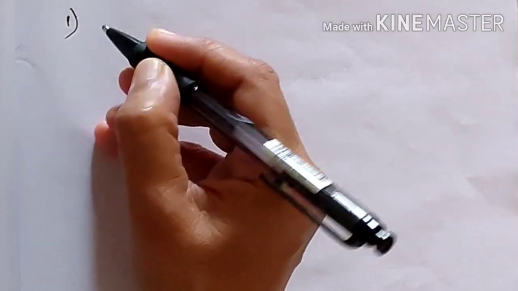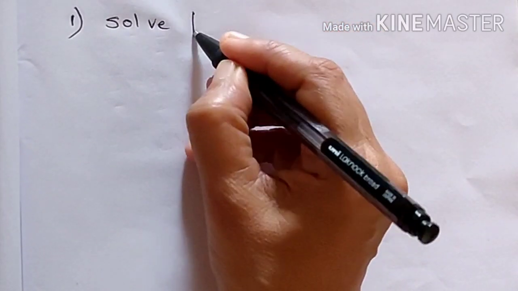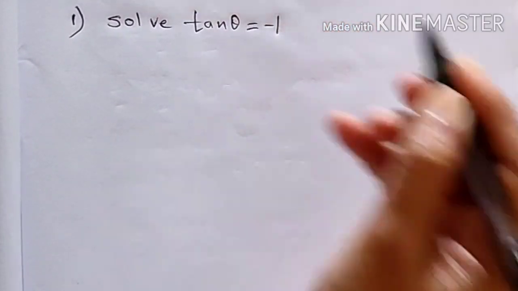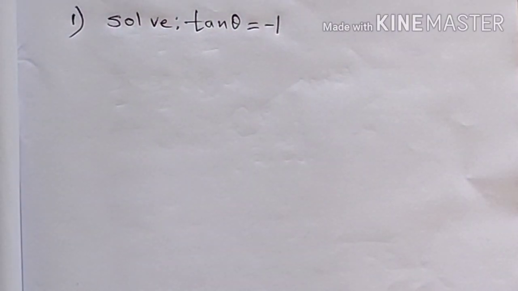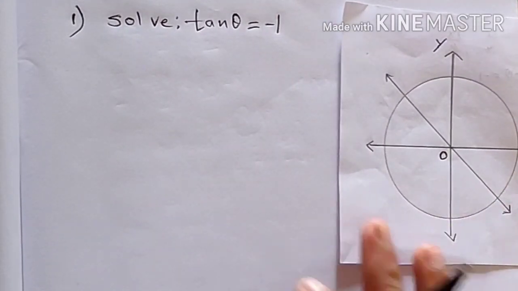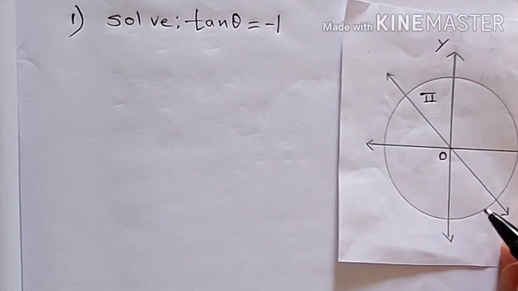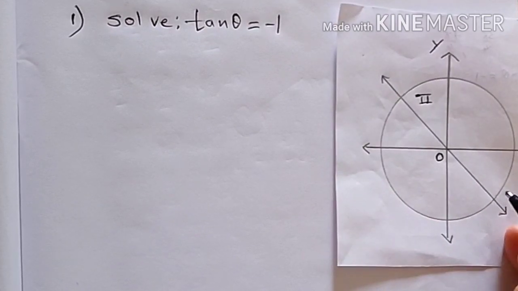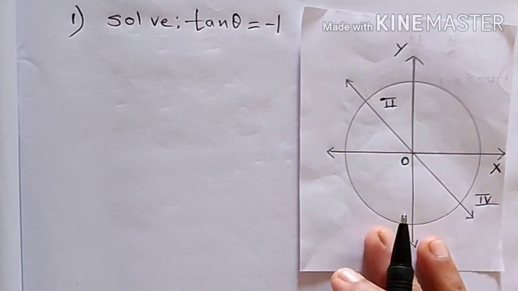Now let's start with the first equation. Solve tan theta is equal to minus 1. We want to find the principal solution for tan theta is equal to minus 1. Tan in this case is negative, and we know that tan is negative in which quadrant? Tan is negative in the second quadrant and in the fourth quadrant.